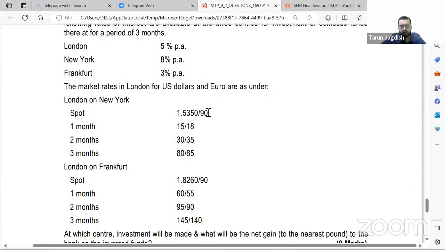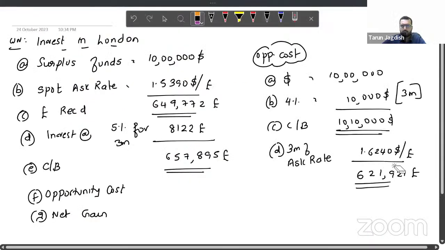If you see over here, here you have 1.5390 is given, correct? To this, you will add 85 points. So 5390 plus 85 will give you, oh wait, it's 5475. Sorry, I've made a mistake there. It's 5475. Correct. I think that was a mistake. I don't know how I got that number. 1.5475.